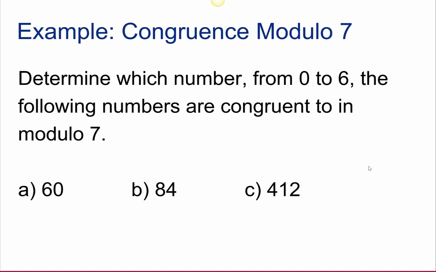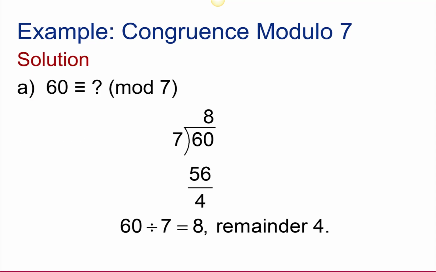Determine which number from 0 to 6 the following numbers are congruent to in the modulo 7 system. So the first number is 60. So we take 60 and divide by 7. We get 8, remainder 4. So therefore 60 is congruent to 4 in the modulo 7 system.